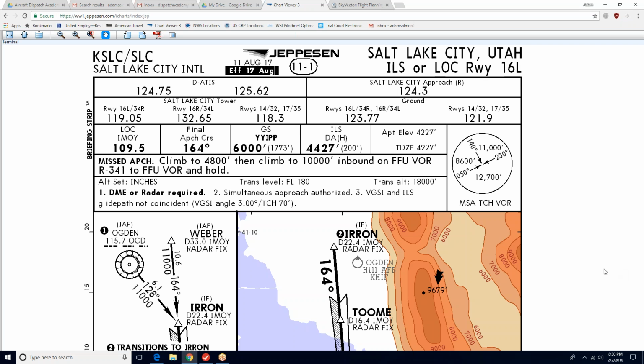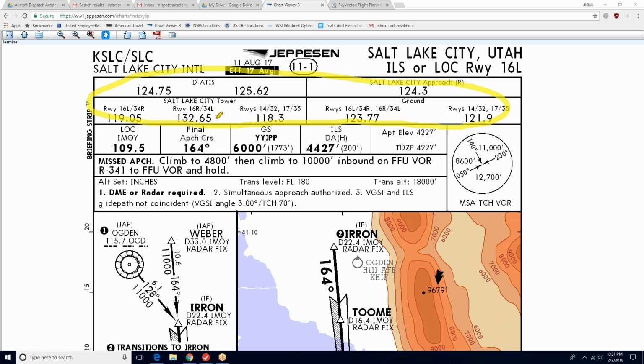Everything up in this section up here, these are all your frequencies. Now, this is mostly just for the pilots. The dispatchers aren't going to care about any of this really ever. The only time you would ever even need to look at that or care about this is maybe if a pilot sent you a message and said, hey, what's the frequency for the ATIS or the Salt Lake City Tower?